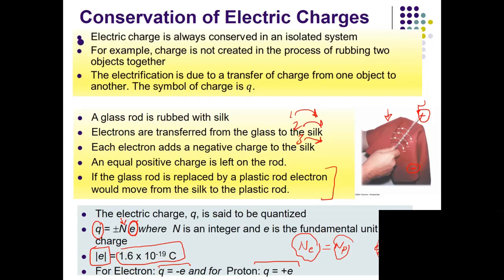In this case, again, there would be a transfer of electrons from one material to the other. But in the case of plastic and fabric, the electrons actually will move from the fabric to the plastic. So the plastic rod will have more electrons, so it will be negative, right? So if you do this experiment twice, once with a glass rod and once with a plastic rod, you will end up with a positive glass rod and a negative plastic rod.